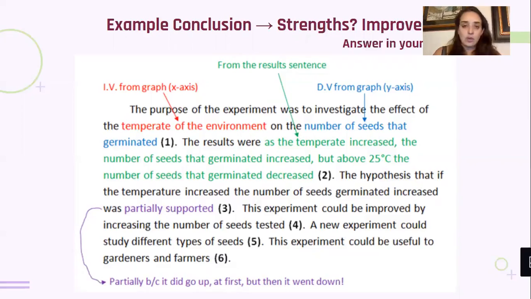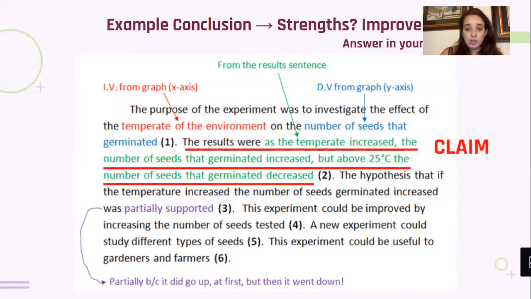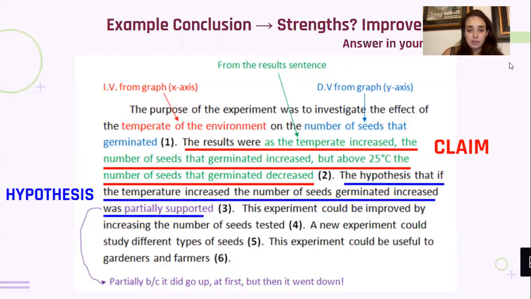All right, so let's look at some of these. So let's look at some strengths. So the claim here is easily identifiable. So saying as the temperature increased, the number of seeds that germinated increased. But above 25 degrees Celsius, the number of seeds that germinated decreased. So that's the claim. Right, then there was a hypothesis that was here, so that's also good, it's clear.